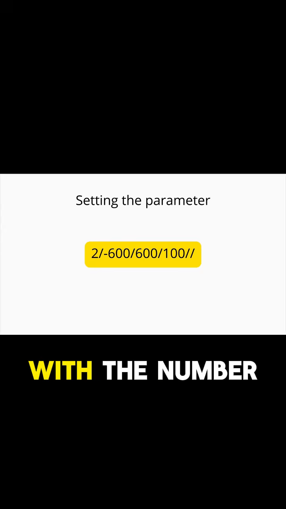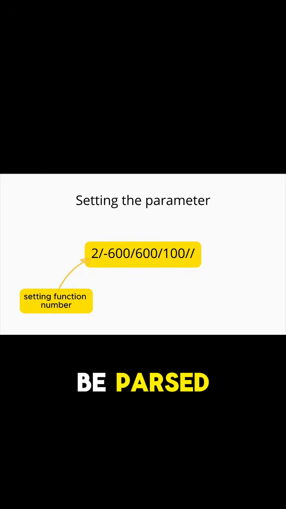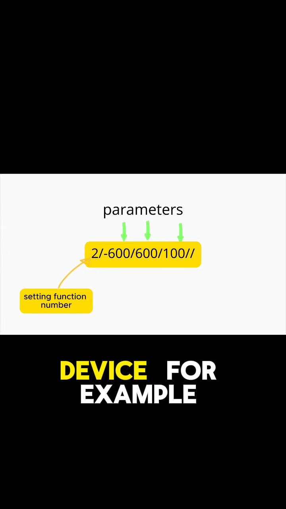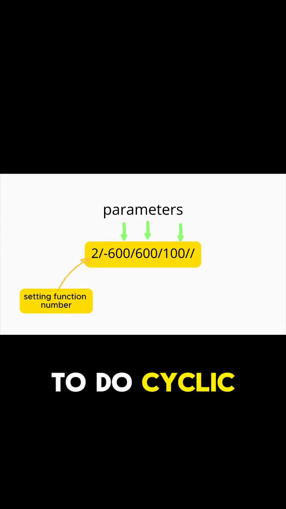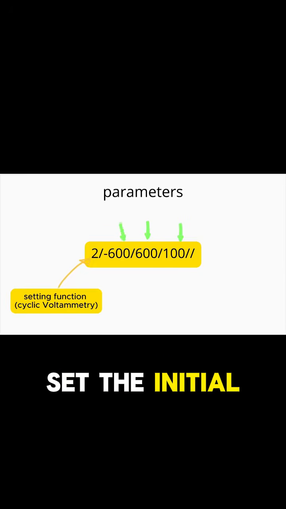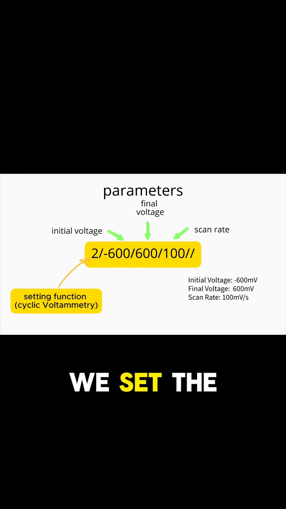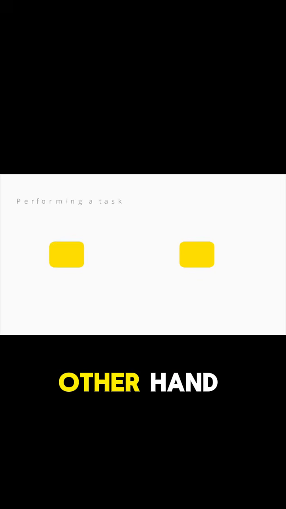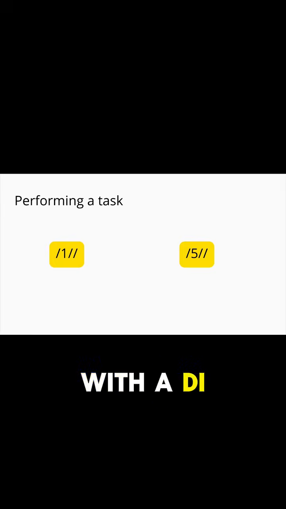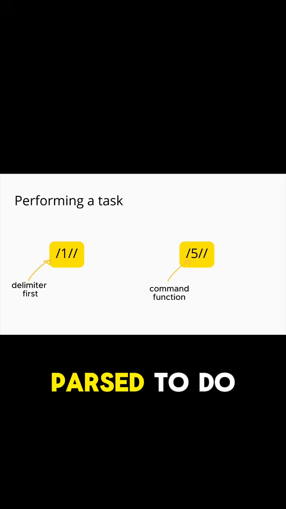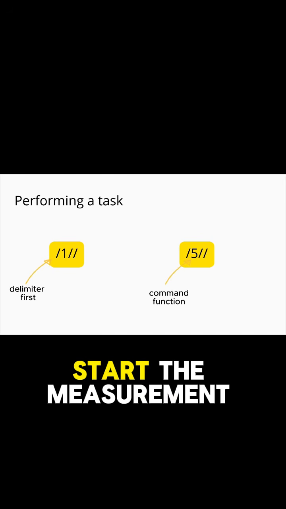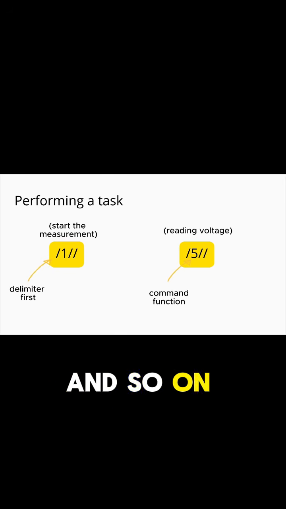When the buffer starts with a number, the buffer would be parsed to set the parameter to the device. For example, when we want to do cyclic voltammetry, we want to set the initial and final voltage, and its scan rate. This is where we set the parameters. On the other hand, when the buffer starts with a delimiter and a number, it would be parsed to do certain tasks, such as start the measurement, check the voltage, and so on.